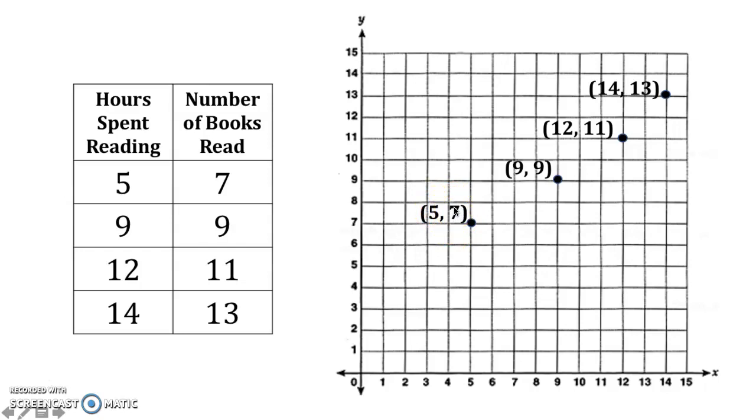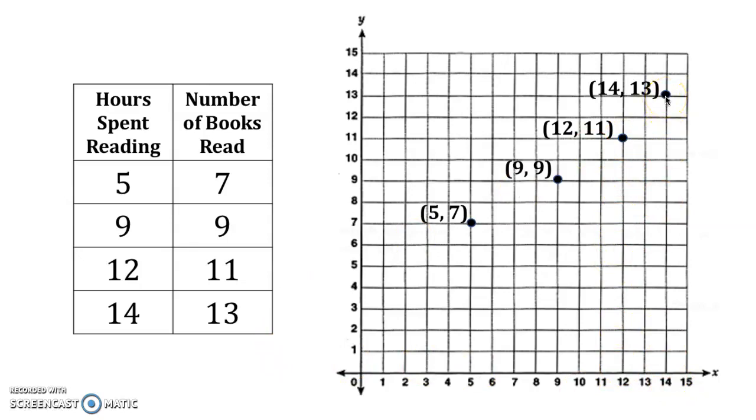Now, not only can we plot our points on a coordinate plane, we can also interpret the data based on whatever our axes are labeled as. So if we look at our data table, we see that our x-axis is the hours spent reading, and on the y-axis is the number of books read. So in looking at our data points, if you read 5 hours, the person read 7 books. If you read 9 hours, a person may read 9 books. If you read 12 hours, a person may read 11 books. And if you read 14 hours, a person may read 13 books.